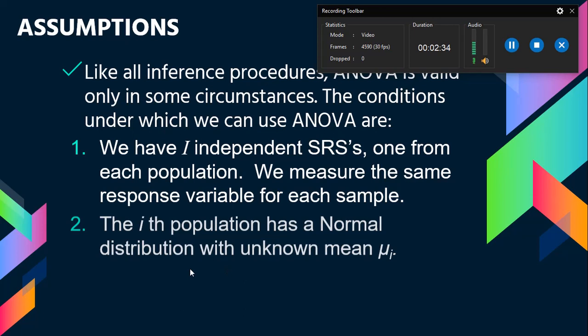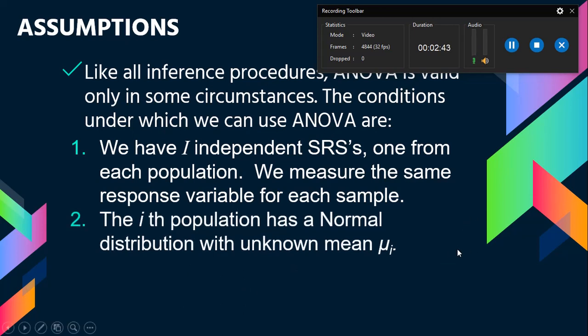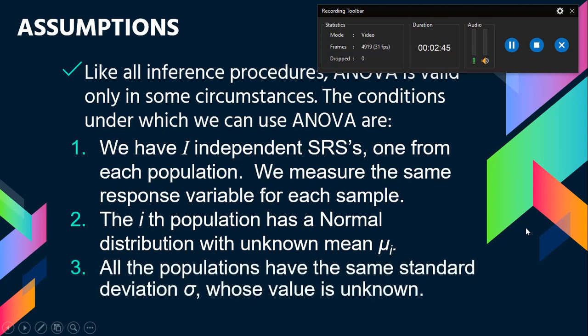The populations have a normal distribution, and we don't know the means for any of them. And the third criteria is that all the populations have the same standard deviation. Again, we don't know that value, but with each sample, we will run one variable statistics and we'll look at the sample standard deviation and the value of their X bar, and we'll make a decision there.